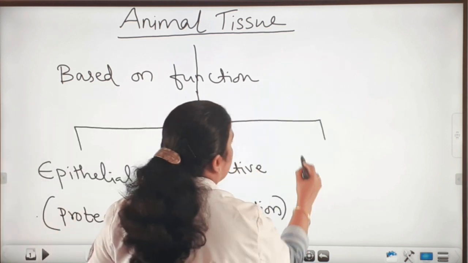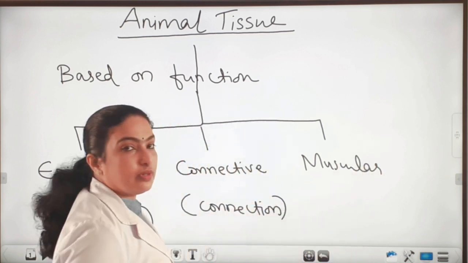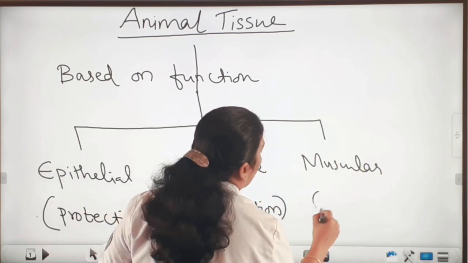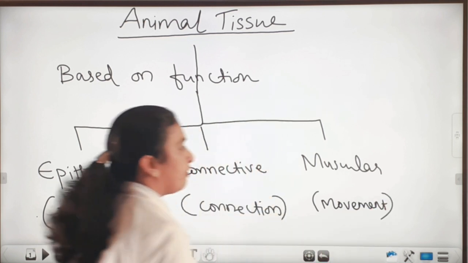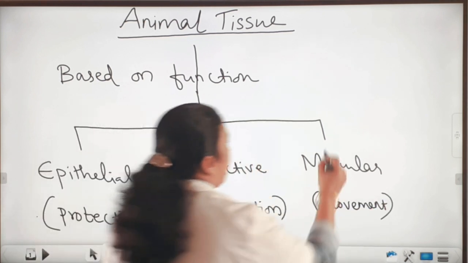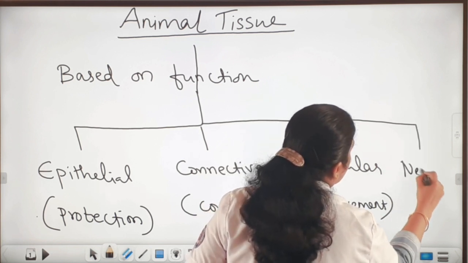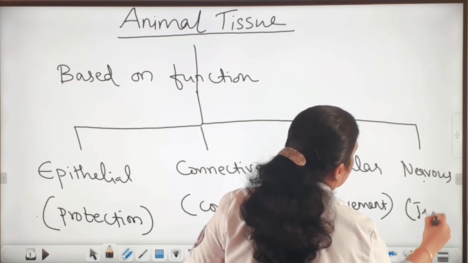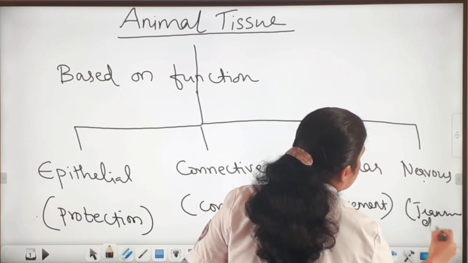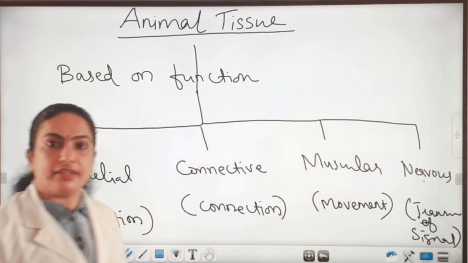And the third one is muscular tissue, for movement and locomotion, movement of the body. And the last one is nervous tissue, that is for the transmission or coordination of signals in the body.